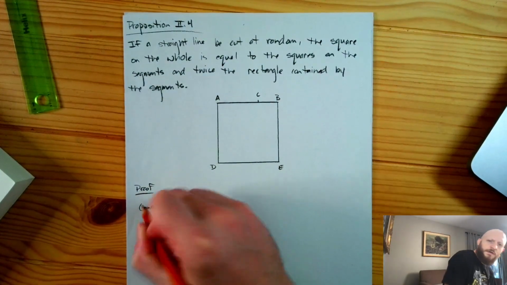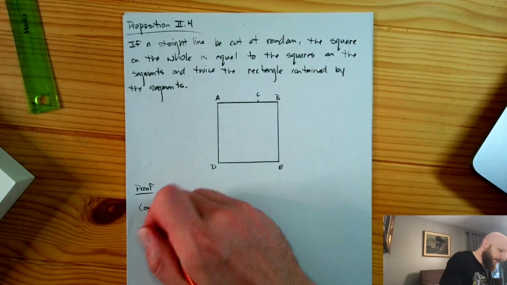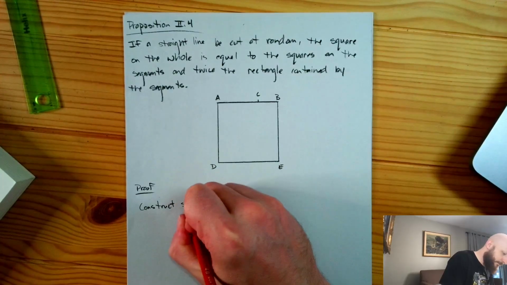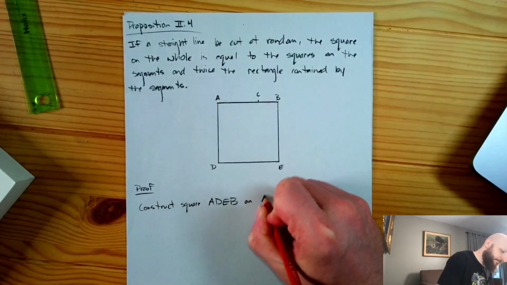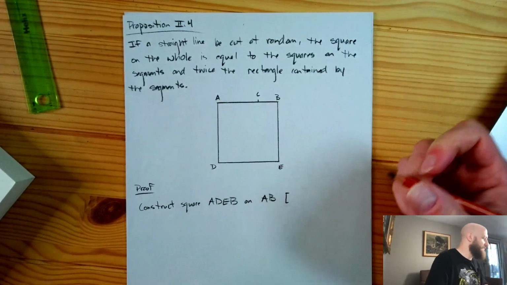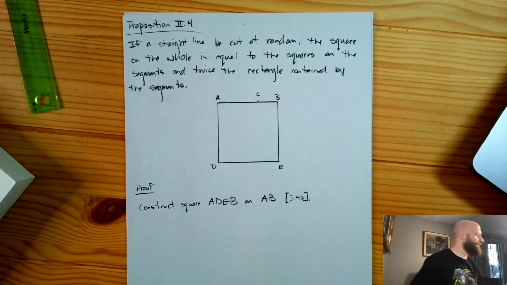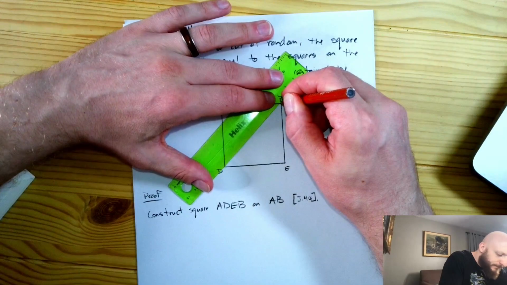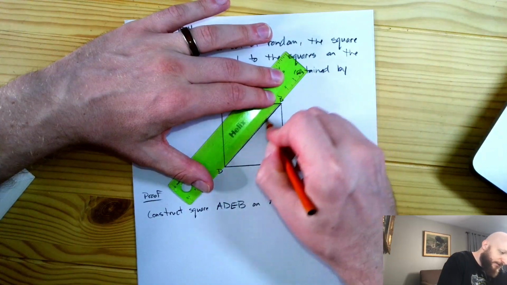So first, construct square ADEB. I guess it's kind of implied, but that's on AB. And that was Prop 46 back in Book 1 that allows us to create squares. All right. Then once we have ADEB, Euclid says let's join BD. So BD is the diameter of this square that we just created.